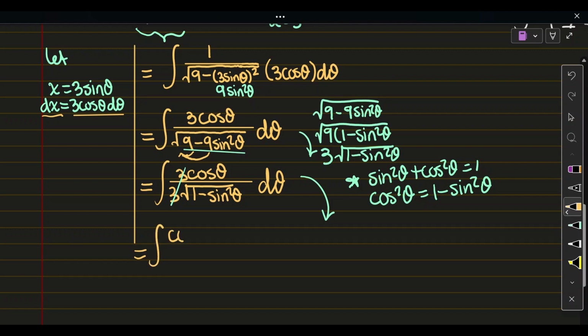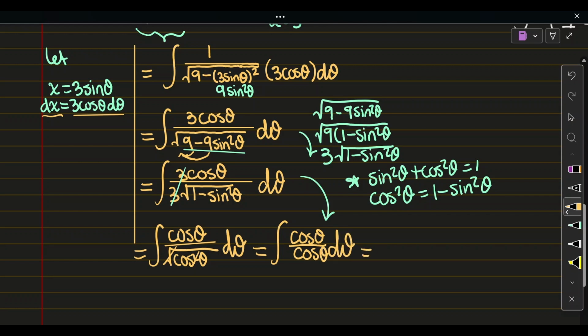So applying that to this next step here and canceling out those 3's, I have that this is the integral of cosine theta over the square root of cosine squared theta d theta. Now this square root and the square will cancel, so I'm just left with the integral of cosine theta over cosine theta d theta, which is just the integral of 1 d theta. Now that just happens to be theta plus c.